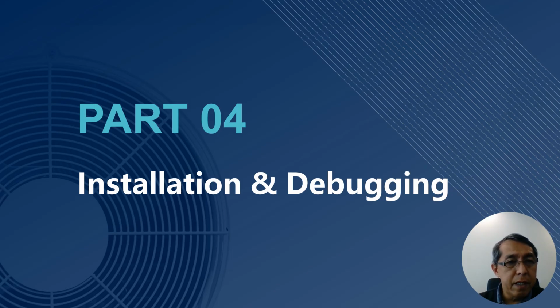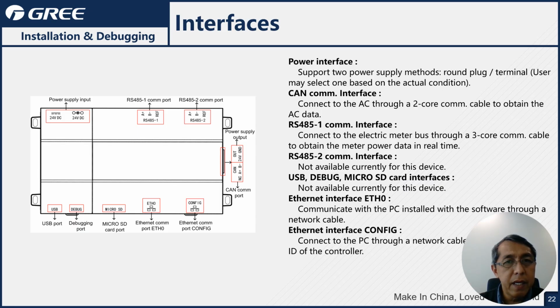Let's see part 4, which is the installation and debugging. Interfaces. On the power interface, it supports two power supply methods, round plug or terminal. The user may select one based on the actual conditions. For the CAN communication interface, connect to the AC through a two-core communication cable to obtain the AC data.